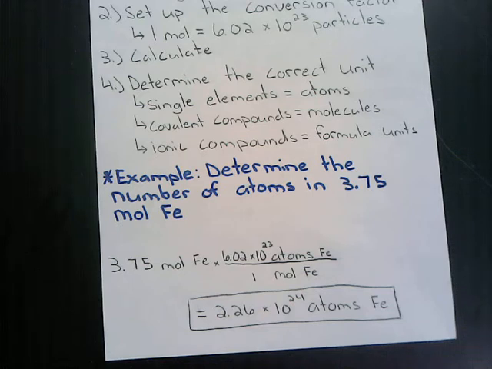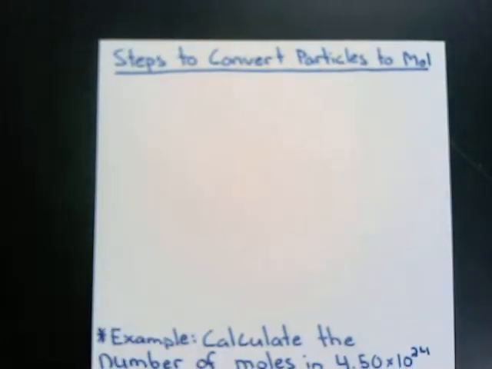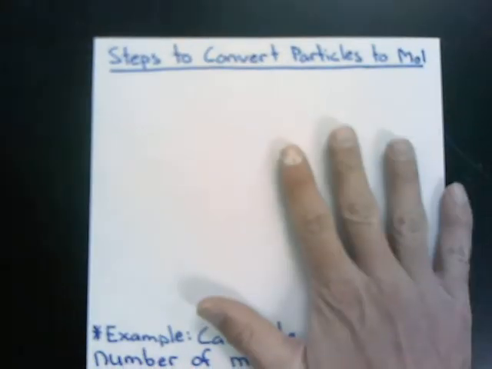Now we can do just the opposite. We can start with some type of particles and we can convert to moles. So let's transition here and we'll go over the steps first and then we'll go through an example. So we start out here. This is just the reverse process that we did.